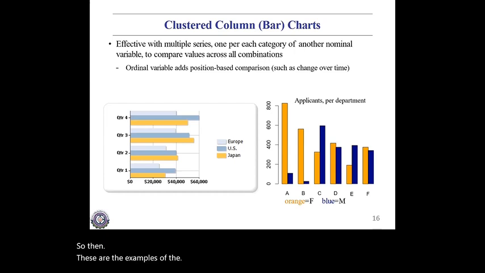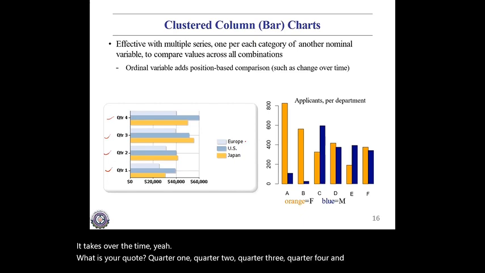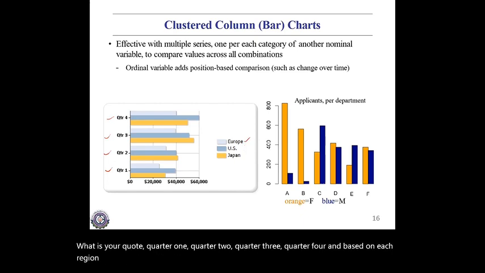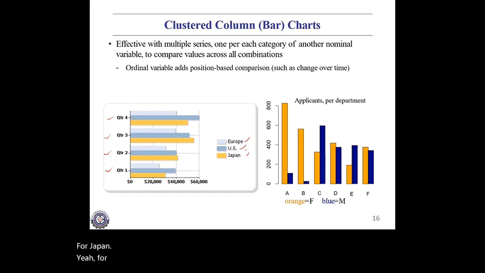we can say, the comparison. So ordinal variable, position-based comparisons. It changes over time. So these are quarter 1, quarter 2, quarter 3, quarter 4, and based on each region, you can see the different colors for Japan, for US and for Europe.